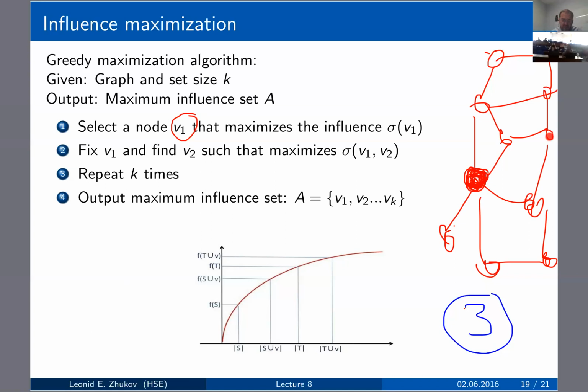Let's say we notice that if I select this red node and this red node, I'll get the largest possible influence out of all pairs of nodes. I fix those two nodes. And then I go search for the third node that will, together with these guys, give us the maximum influence. And you just do this until you get all three nodes, the number you wanted. Okay?